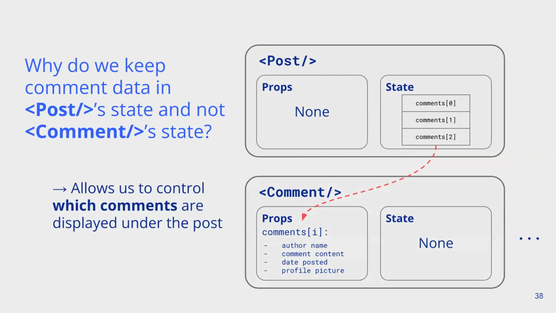So you might be asking, why do we keep the comment data in post and not comment? Why would the comment not keep track of its own state? And this is basically to allow us to control which comments are being displayed under the post. We'll go through more examples today and tomorrow as to why we need to keep the state in parent level components, but this is just a basic idea for now. So we want to be able to control the entire list of comments that we want to show.